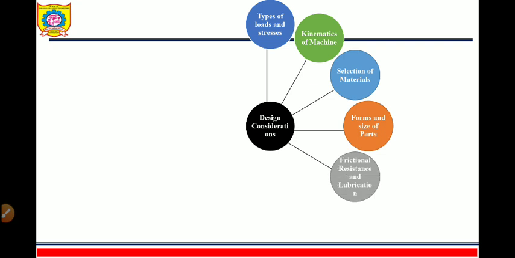Next is frictional resistance and lubrication. So in this case, we have to find out in the mating components how the friction is taking place, and to reduce the amount of friction, we have to go for the lubrication. Under lubrication, we have to go for either solid lubrication, liquid lubrication, mixed lubrication, etc. So that can be decided with the help of frictional forces or frictional resistance.